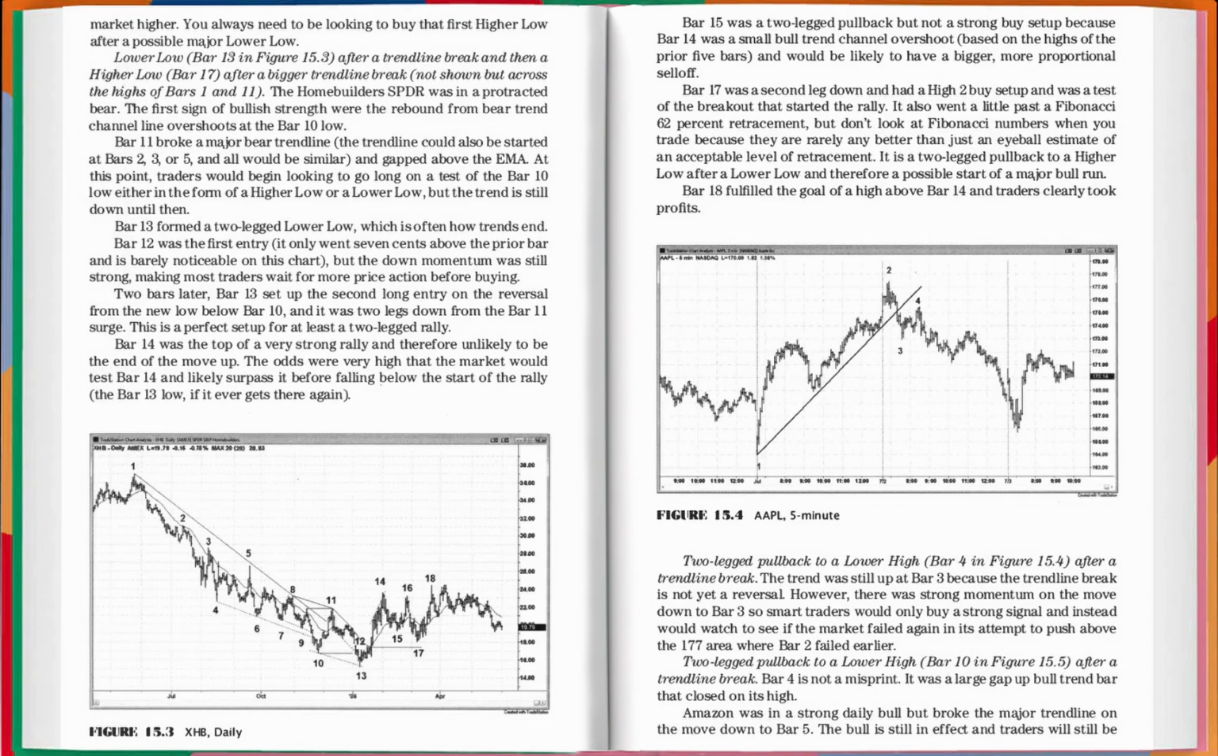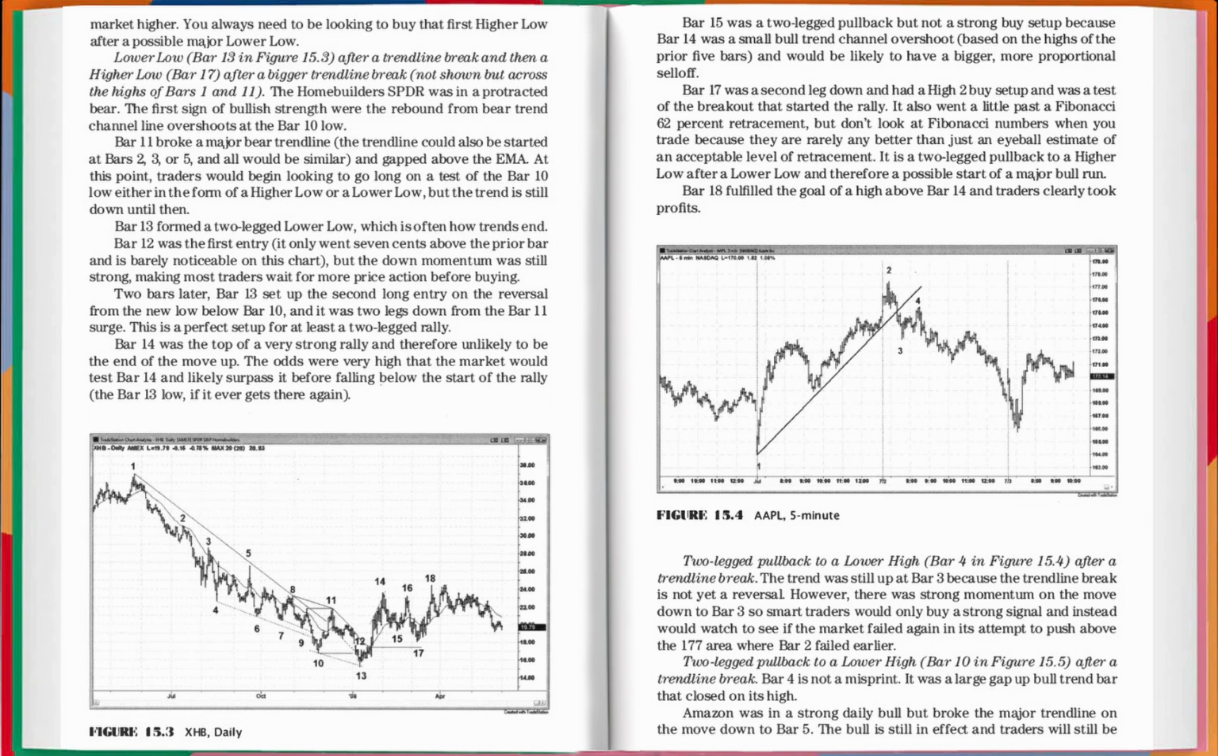You always need to be looking to buy that first higher low after a possible major lower low. Lower low bar 13 in Figure 15.3 after a trendline break, and then a higher low bar 17 after a bigger trendline break, not shown but across the highs of bars 1 and 11. Homebuilder's SPDR was in a protracted bear. The first sign of bullish strength was the rebound from bear trend channel line overshoots at the bar 10 low.